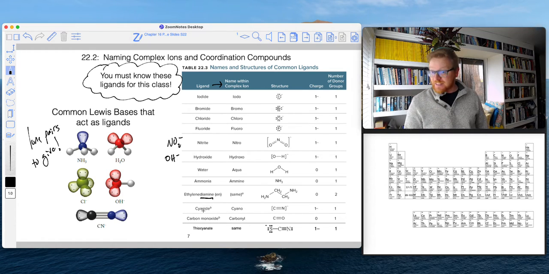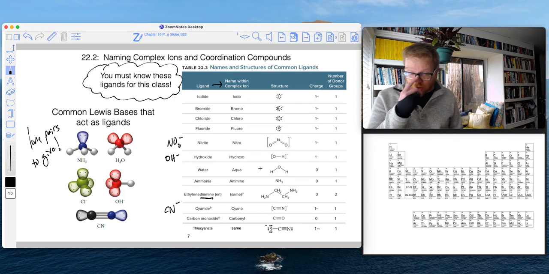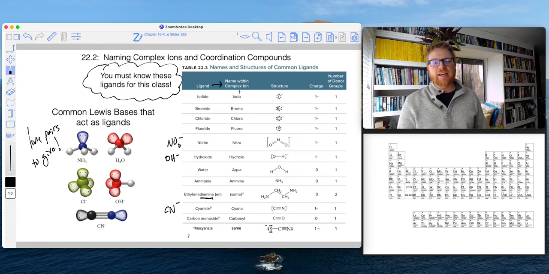So we talked about cyanide, CN minus, and that becomes cyano. Carbon monoxide, we know, CO, that becomes carbonyl. And then the last one I want you to know is thiocyanate. The name is the same, and this is SCN, okay? So I want you to know this list, make flashcards if you have to, and just recognize the name change is very slight.